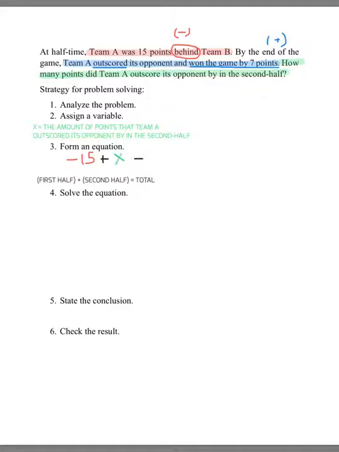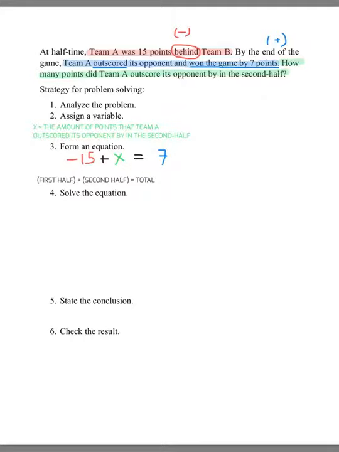And then we know that whatever amount of points they outscored the team by, that put them up to 7 points, by which they won the game. And again, it's going to be a positive 7 since, in order to outscore your opponent, you need 7 more points than your opponent. So there we go. There's our equation. Now let us go ahead and solve the equation.